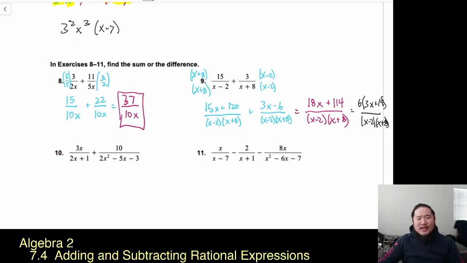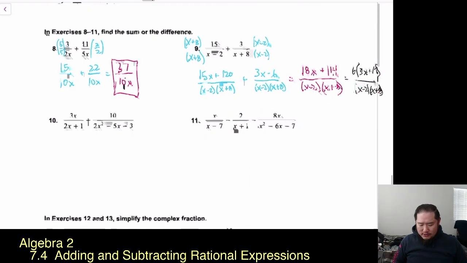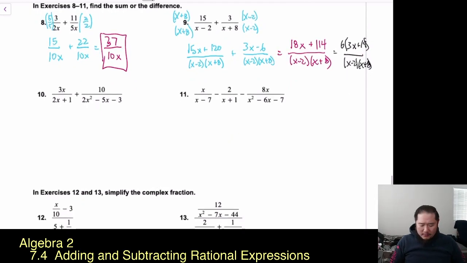As if things couldn't get any more difficult, we take a look next at number 10. So we want to factor things out as much as we can to begin with. I look at the denominator on the right, and I've got 2x squared minus 5x minus 3. And we've got to be able to factor that. In case you forgot, how do I factor a trinomial like this?